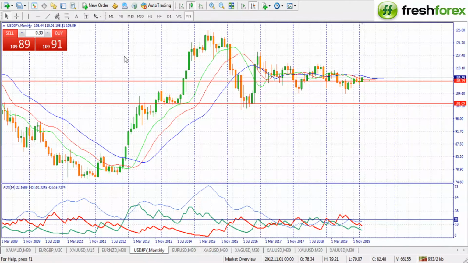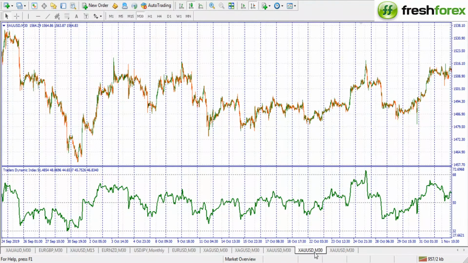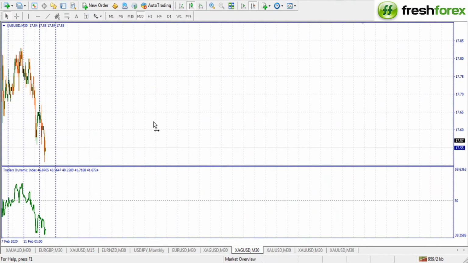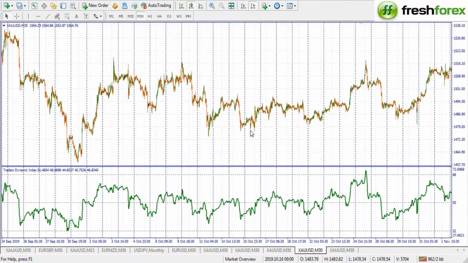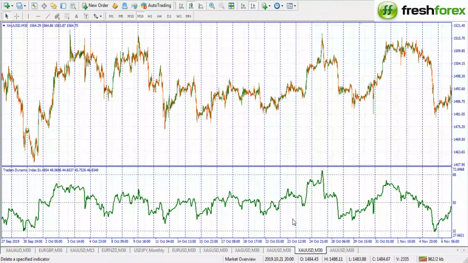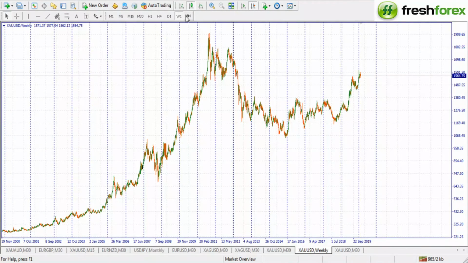So we move on to our next symbol, which is gold. The gold is this one. Sorry. This is gold. This is still silver. XAUUSD. This is gold. So gold, so far the price should be continuing to the upper side.